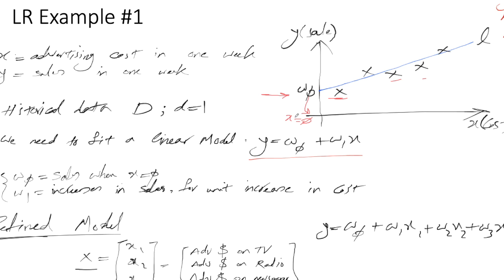So in that case, your Y becomes W0 plus W1 X1, W2 X2, and W3 X3. So of course, the largest W points to the most profitable X.